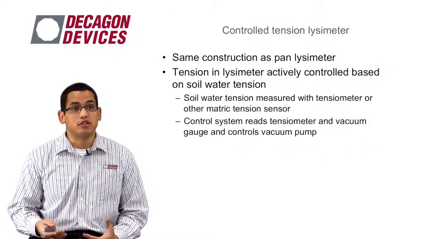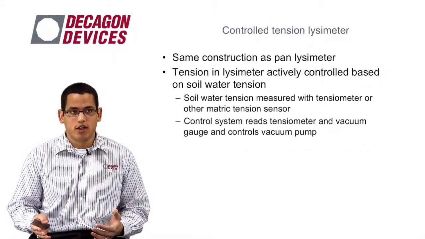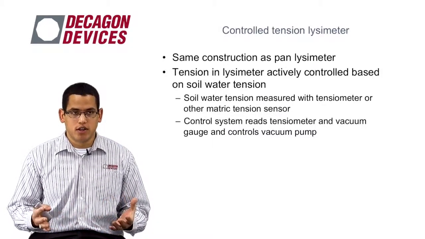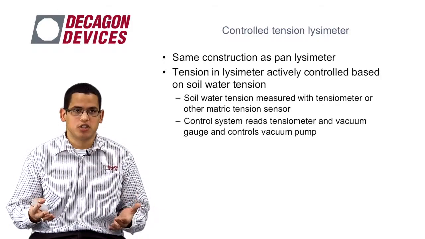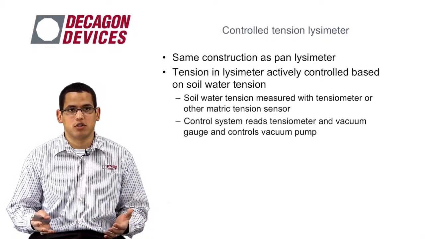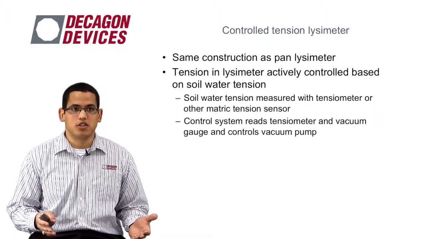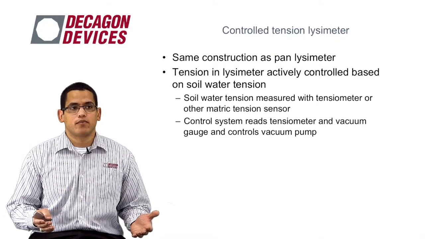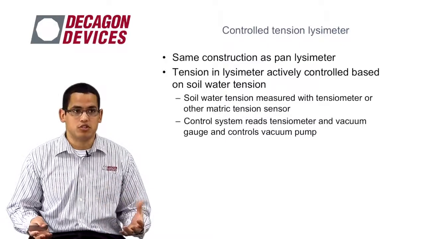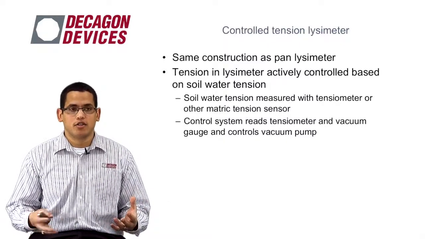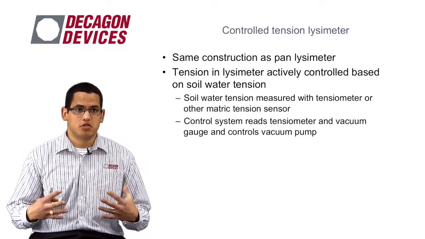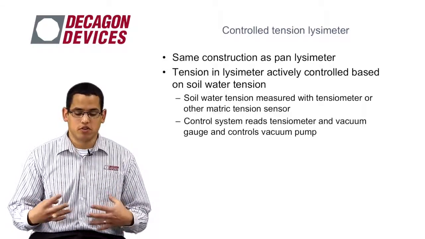Now our next tool is a controlled tension lysimeter. You're going to have very similar construction to either a pan lysimeter or even a static tension lysimeter, but instead of being static, we're constantly changing the tension in the lysimeter to match the tension in the soil. The tension in the lysimeter is actively controlled based on soil water tension measurements, either using a tensiometer or some other type of matrix potential sensor.